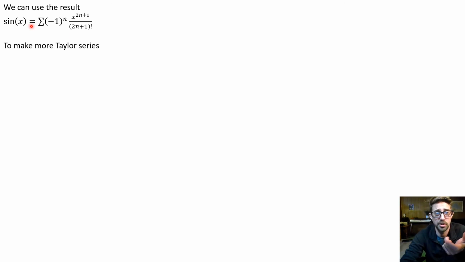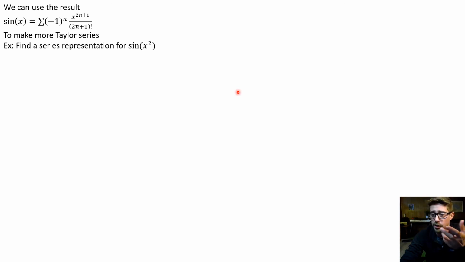Then all we have to do is manipulate both sides. So sine of x squared, let's do that one. I should just be able to stick an x squared in here and stick an x squared in here and get it. And I can. And that's exactly what you do. It's that simple.